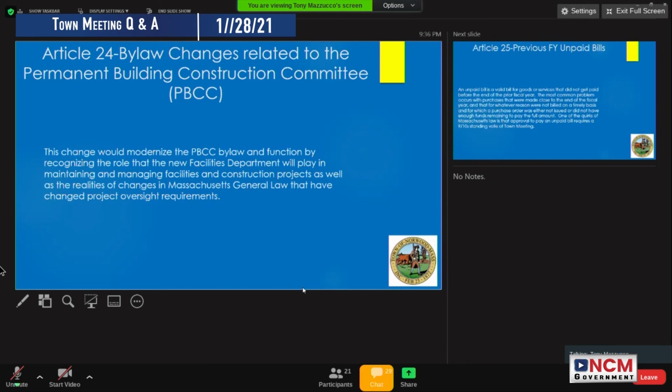But facilities will have a role to play, and they'll be our lead now in buildings. Because remember that they are now responsible for maintaining all of our facilities and managing our buildings, they now basically take the lead with the PBCC.